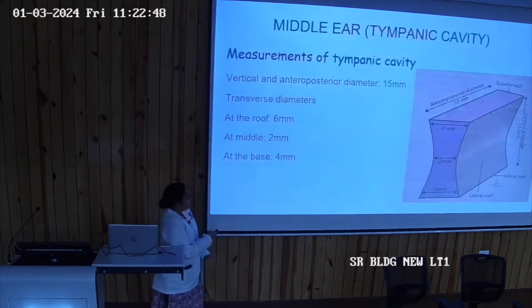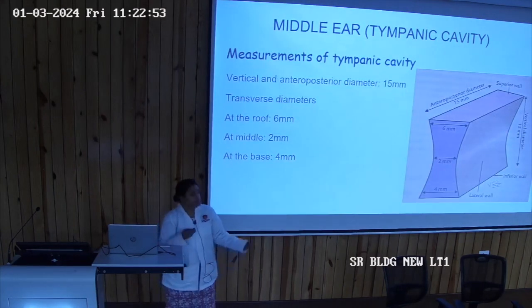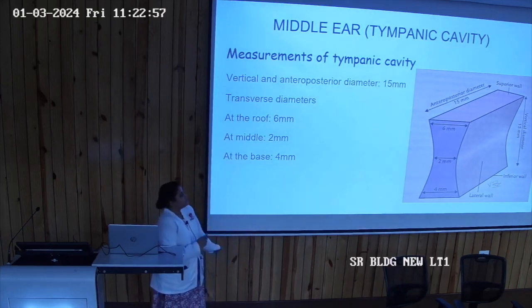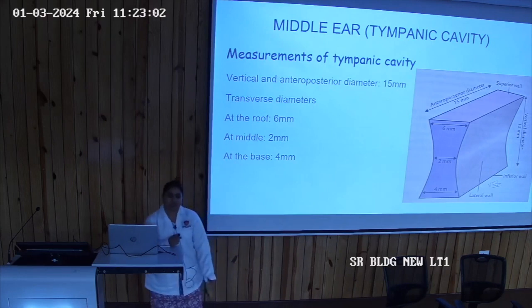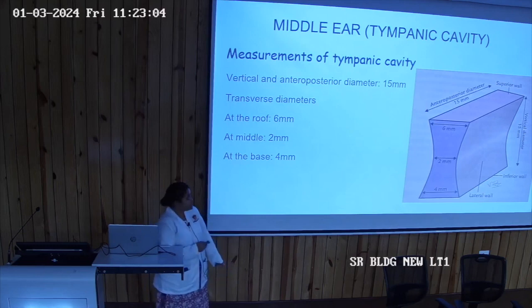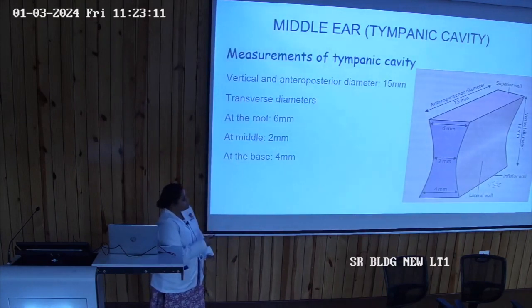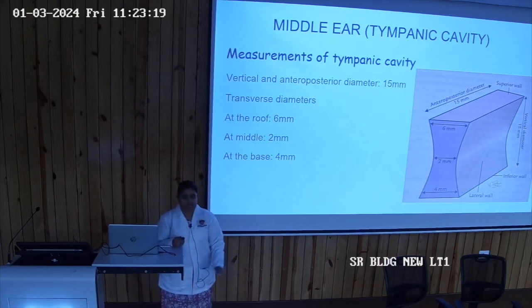The middle ear is a narrow slit-like air-filled cavity which is contained within the petrous part of the temporal bone. The measurements of the tympanic cavity are as follows. Its vertical and anteroposterior diameters are 15 mm. At the roof it is 6 mm, at the base it is 4 mm, and at the center it is 2 mm. The middle ear is sandwiched between the external and internal ear.